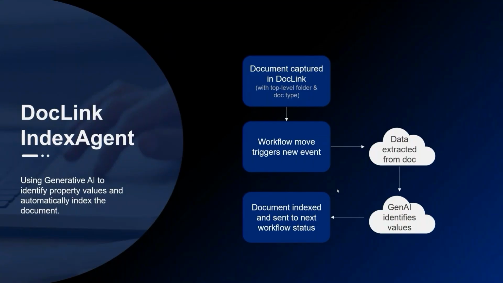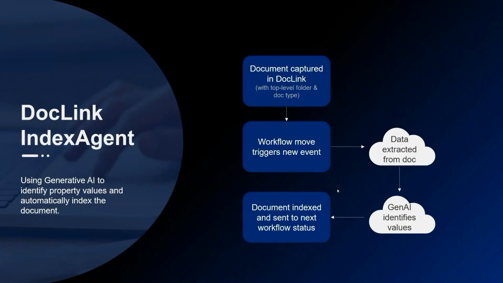And that triggers this new DocLink index agent. That's what we're calling it. It's index agent, and it takes over the process. You can see here it's using machine learning. The first step is to extract all of the data from the document. And then the next step is to pass that data along with some pre-configured prompts. And then we're using generative AI to sort through the document data to find those requested values.